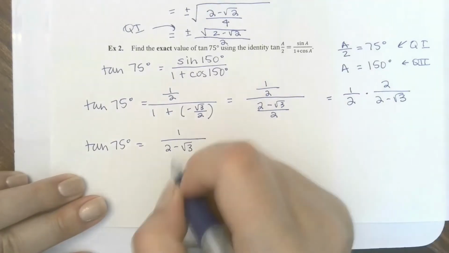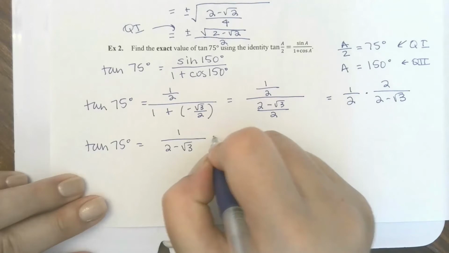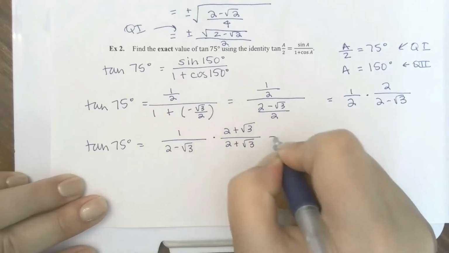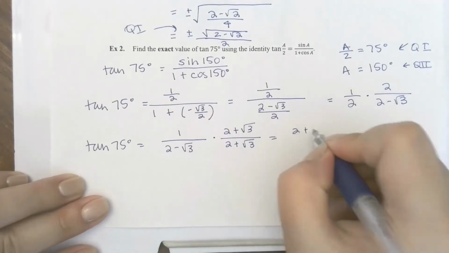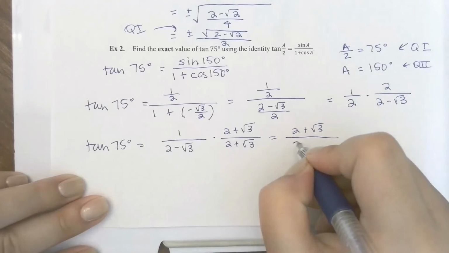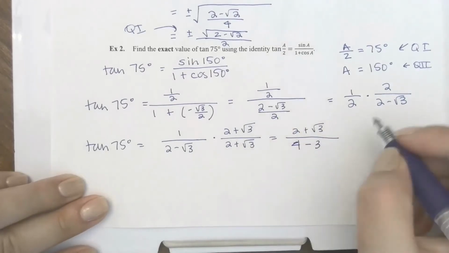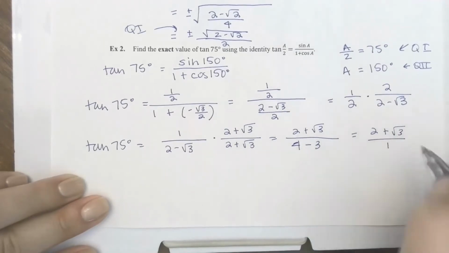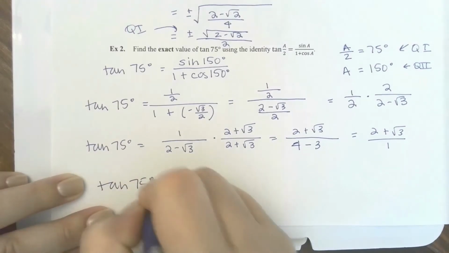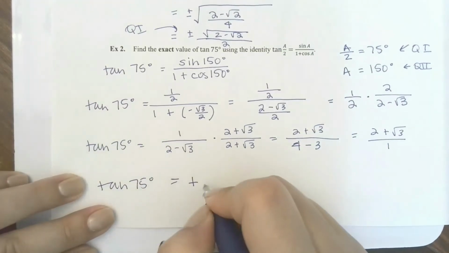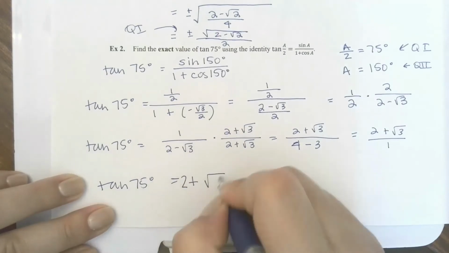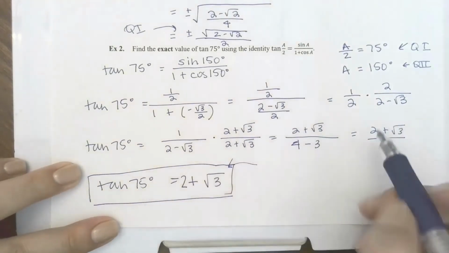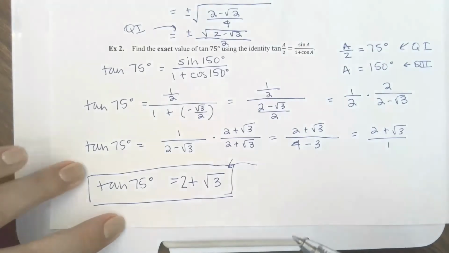Then we have to rationalize our denominator, so we multiply by the conjugate, 2 plus square root of 3 over 2 plus square root of 3. This gives me 2 plus square root of 3 in the numerator and 4 minus 3 in the denominator, and 4 minus 3 is 1. So tangent of 75 degrees is 2 plus square root of 3. It should be positive because we're in quadrant 1 and all trig functions are positive in quadrant 1.